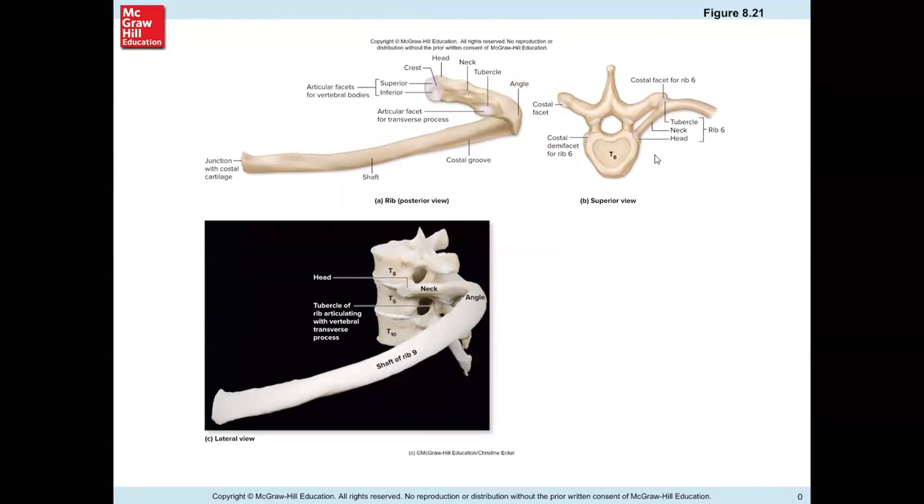The ribs are actually pretty thin and pretty light. The ribs are going to articulate with the thoracic vertebrae, so 12 and 12, right? You don't have to know all the parts of the rib, just know there's 12 ribs. And it's cool how it actually all comes together.